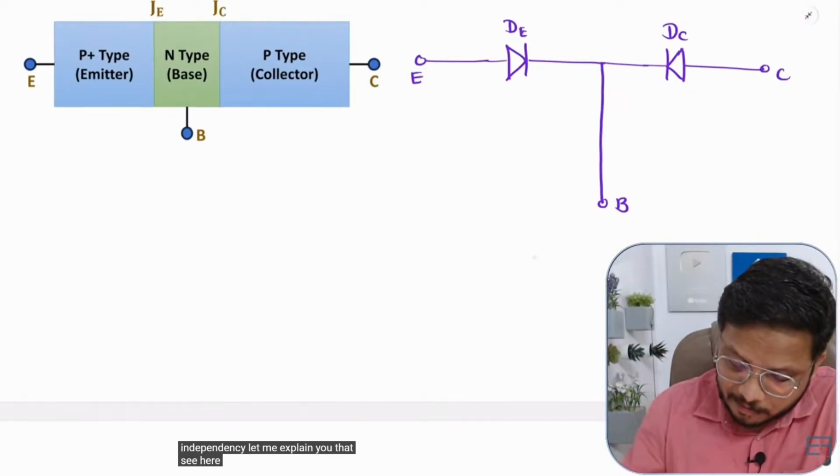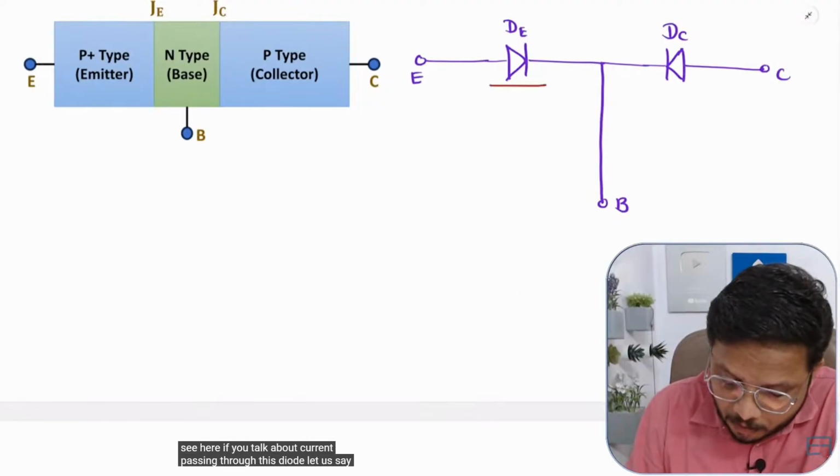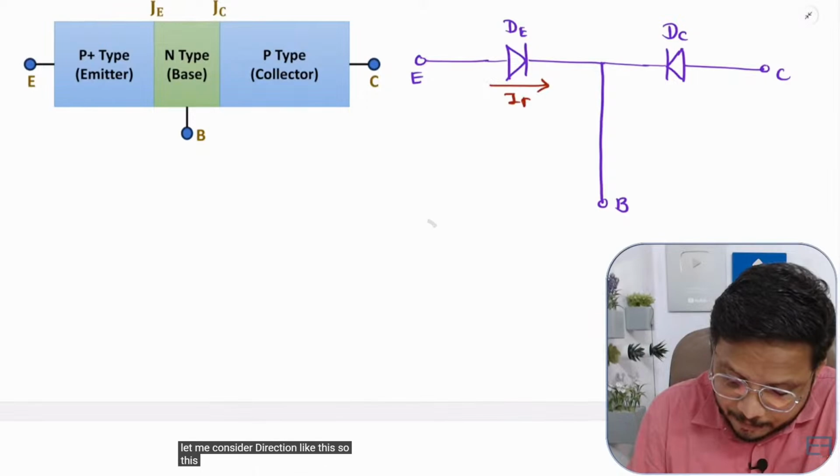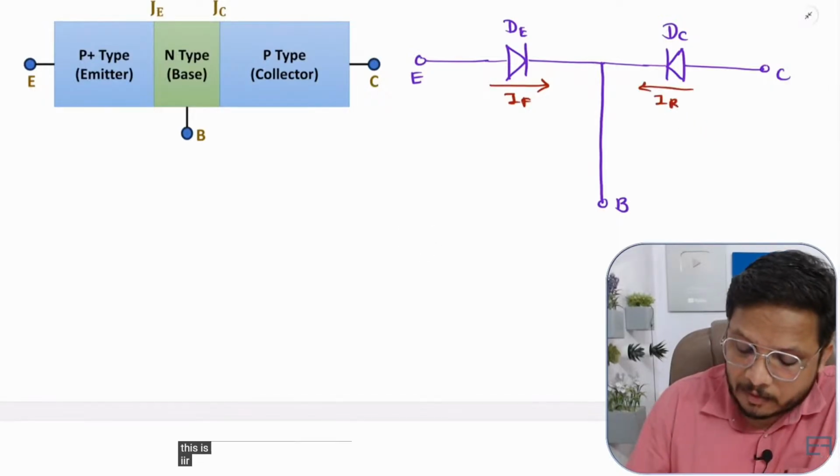See here, the current passing through this diode, let us say over here, is IF. And in this diode, let me consider the direction like this. So this is IR. So how is the dependency there?